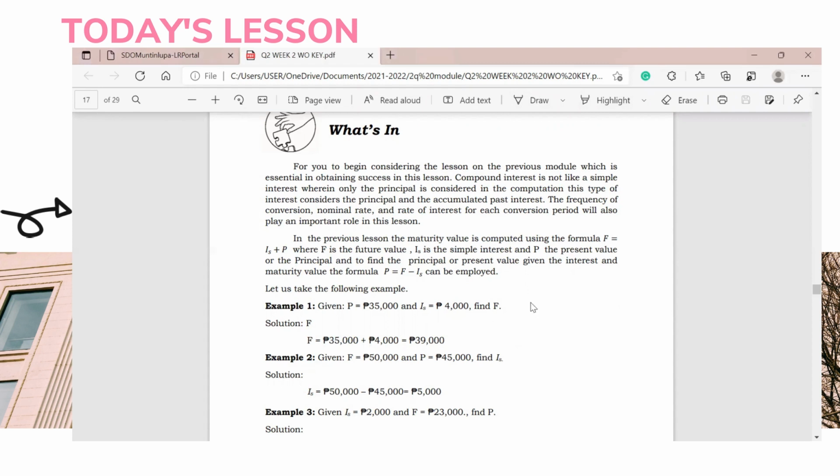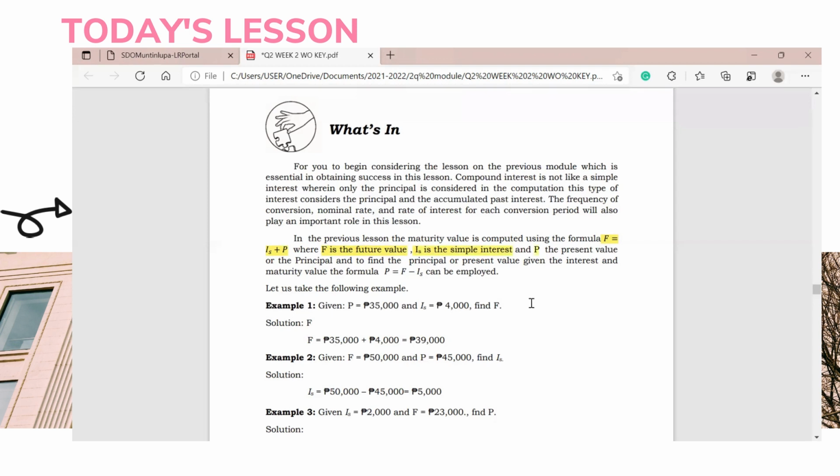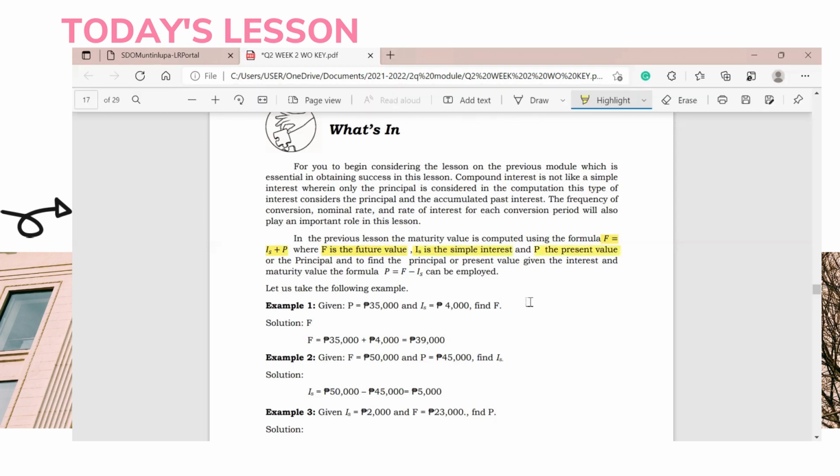the formula F is equal to the simple interest plus the principal, where F is the future value, I sub S is the simple interest, and P is the present value or the principal. And to find the principal or present value, given the interest and the maturity value, we have the formula P is equal to the future value minus the simple interest. So, that's the formula. Let us take the following example.